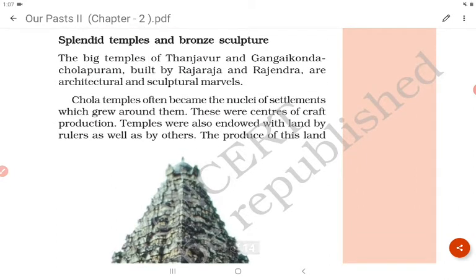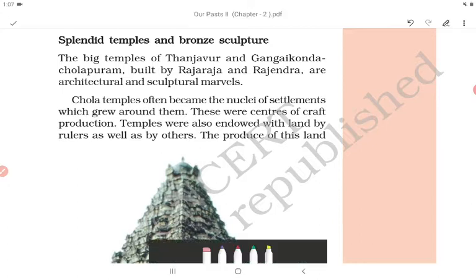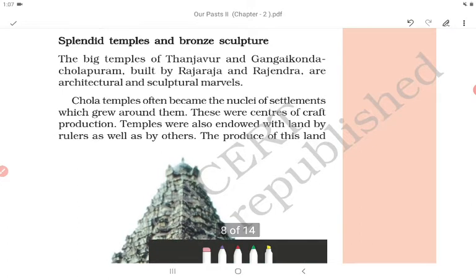Splendid temples and bronze sculpture. The big temples of Thanjavur and Gangaikonda Cholapuram, built by Raja and Rajendra I, are architectural and sculptural marvels.